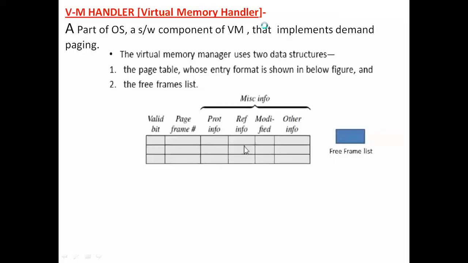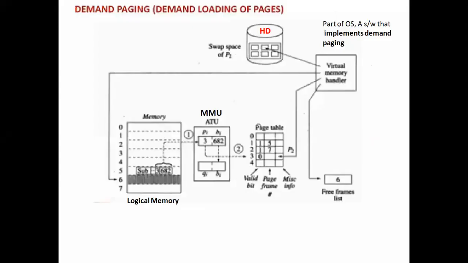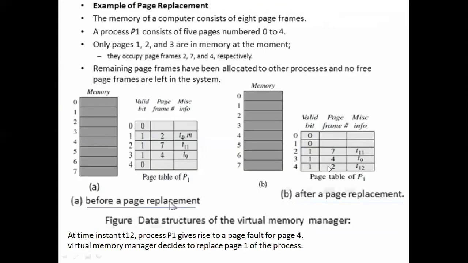manager, what we had seen in the last figure. Here it is, the virtual memory manager. So a simple example has been given to explain the page replacement. We have the memory of a computer system consisting of how many page frames? 8 page frames. Once I say page frame, that is with respect to the physical memory. So a process P1 consisting of 5 pages, numbered 0 to 4.